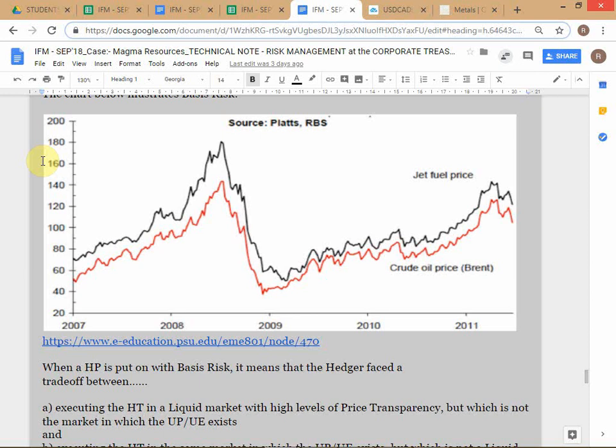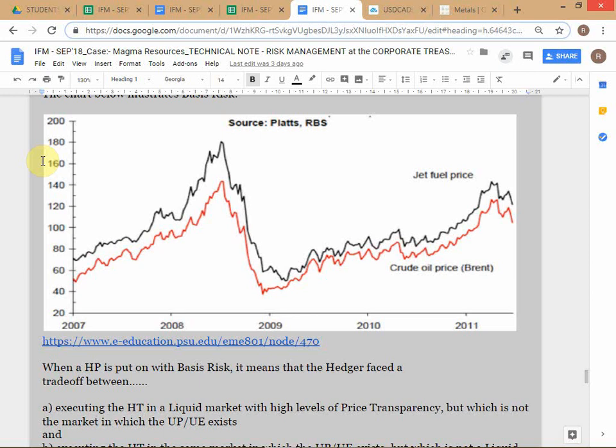Okay, so if you think of it from India's point of view, let's take a related question. What is India's underlying position with respect to crude oil? Are we long or short? Short. We are short crude oil. Because if crude oil prices go up, it is bad for us. Yes. Because we are a net importer.